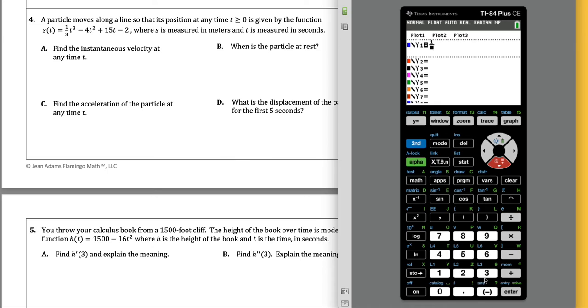So 1/3, we don't have a t, so x cubed minus 4x squared plus 15x minus 2.